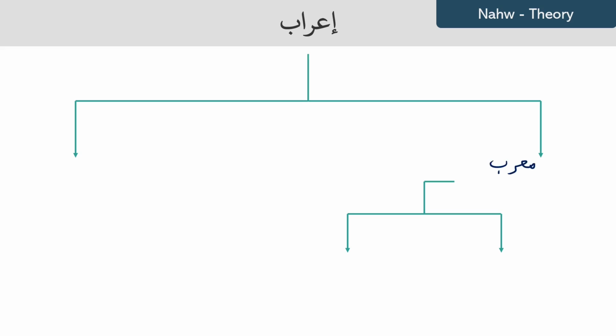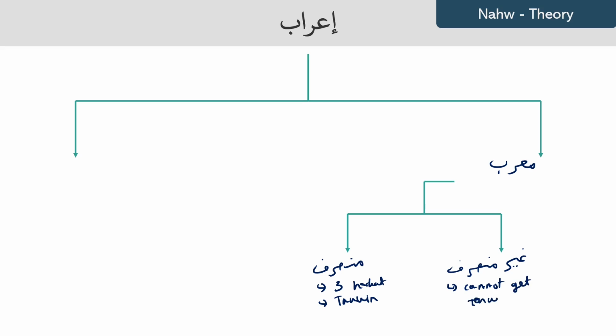So in Arabic, you have a category of words called mu'rab, and this is split into 2. You have ghair munsarif, and then you have munsarif. Munsarif are words that get all 3 harakas, and they can also get tanween. Ghair munsarif are words that cannot get tanween and cannot get a kasra either. And we're going to look more into detail about this.